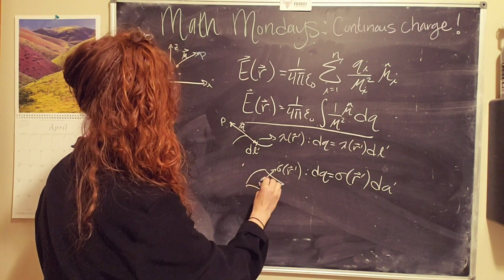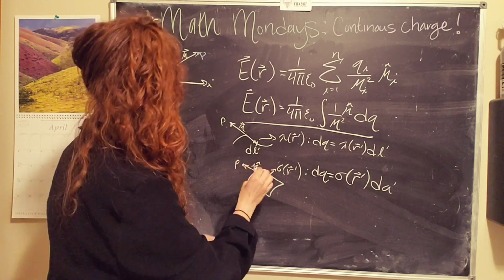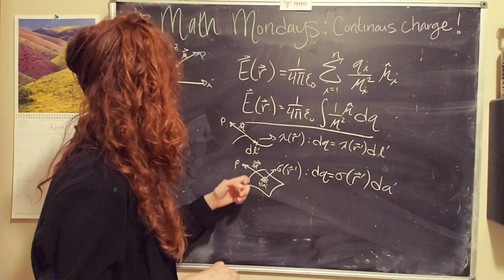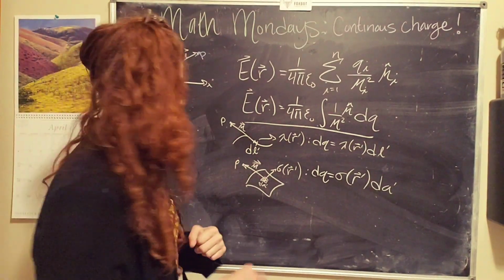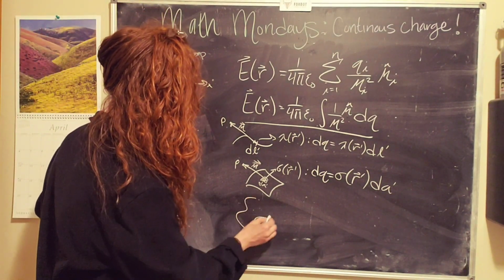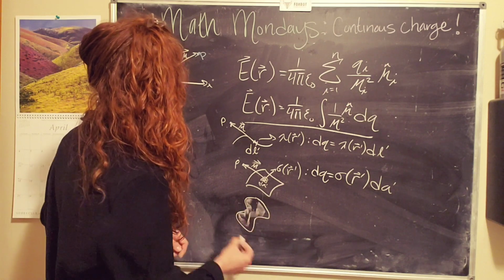And again, script R is pointing to our point P. Whoops, not R hat. That is script R. But it does have a direction of script r hat. Okay, cool. And then finally, we have a funky volume, because volumes come in lots of different shapes and sizes.